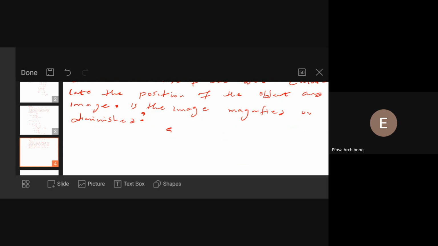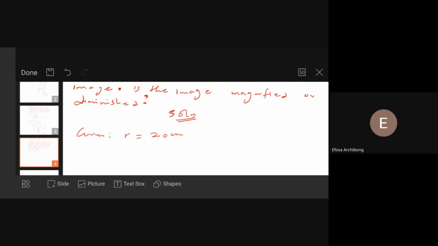So, solution. Now given, they say that a concave mirror has a radius of curvature. So we're given that, so we can say that our R is 20 cm. All right. So if the R is 20 cm, clearly it means that our F is R over 2. Remember. So it implies that our F is 20 all over 2, which is 10 cm. So that's the first thing.